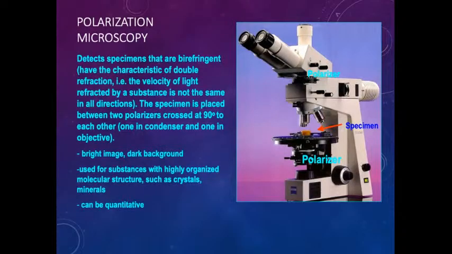Then comes the polarization microscope, which detects specimens that are birefringent, that is, have the characteristic of double refraction, where the velocity of light in the refracting substance is not the same in all directions. In this we use two polarizers with the specimen in between, oriented at 90 degrees to each other, and we get a bright and dark image. It is used for molecular structures such as crystals, and minerals can be quantified in this way.